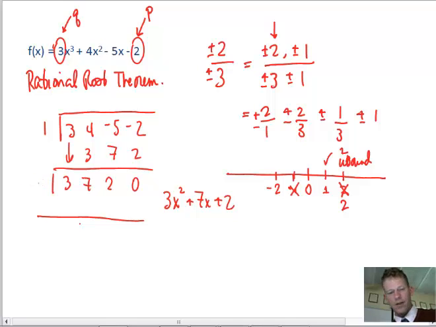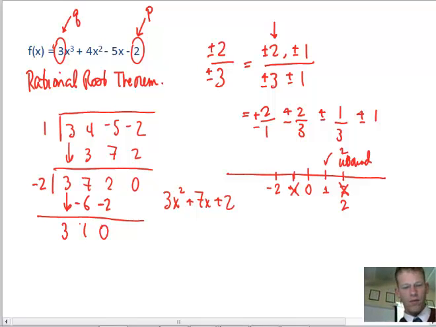And now I'm going to try out -2. I hope -2 works. So now I bring the 3 down, I got -6. Bring the 6, that's -6, so that makes 1. And this will make -2, and I got 0. Okay, so I found another root. So -2 is a root.